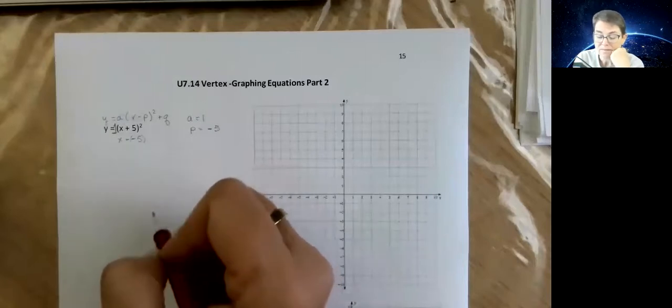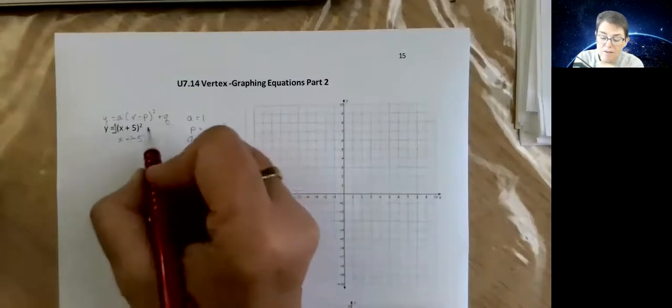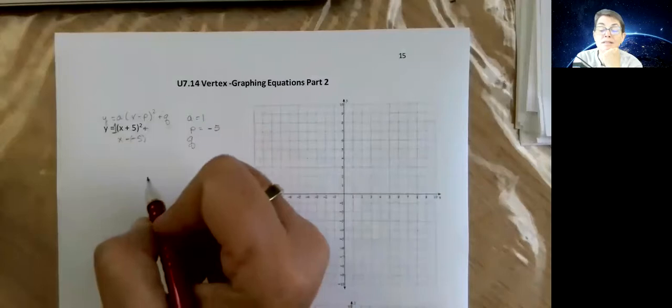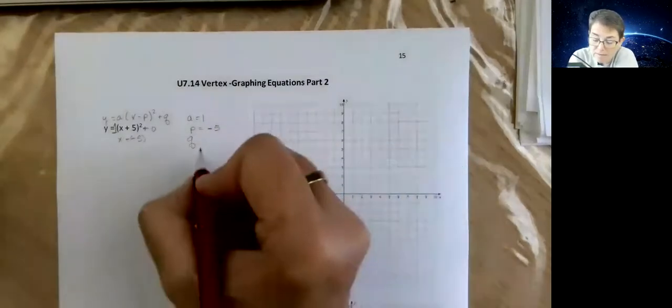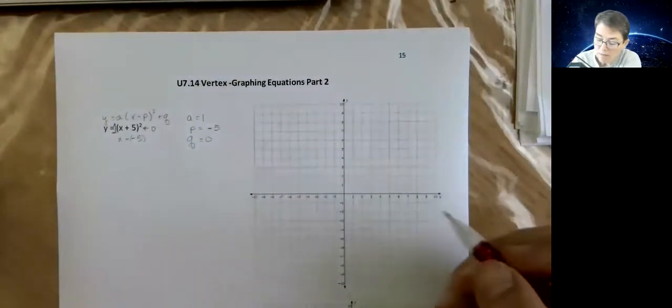And then what about the Q? Well, it's not there. If Q is missing, what can we add to an equation and not change it at all? 0, exactly. There we go. All right. So once you get the A, P, and Q, away we go.